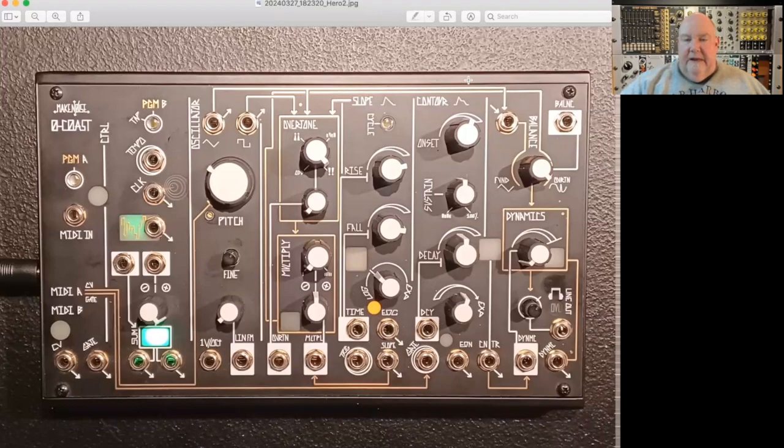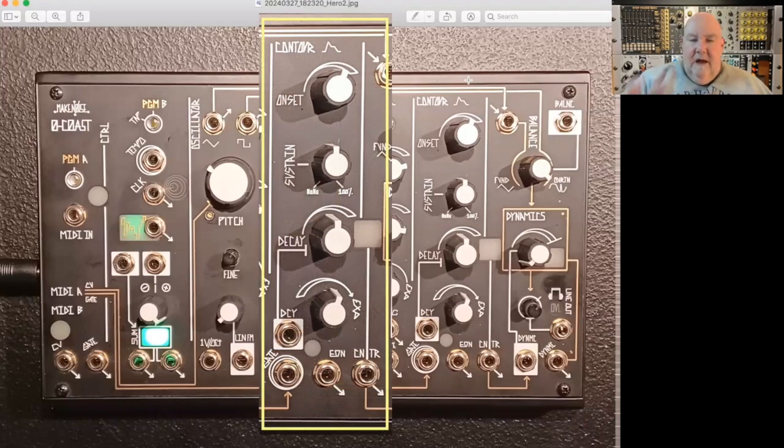Now the final piece to this is the contour generator, and that is an ADS generator, attack, decay, sustain. Onset controls the attack time. Sustain, of course, controls the sustain level. And decay controls the decay time, but it also controls the release time. So we have one knob to control both functions here.